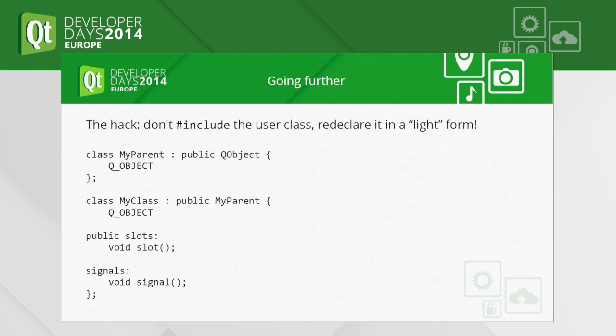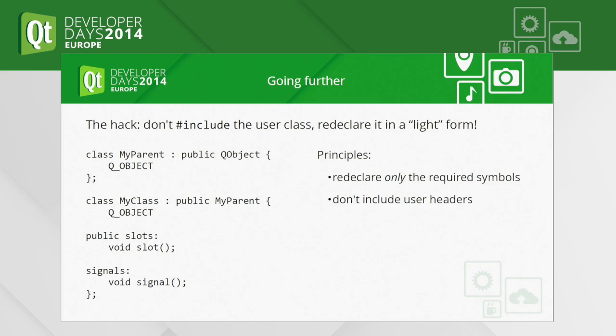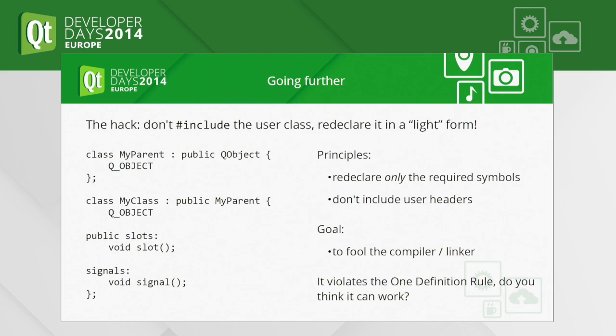But basically, if including the header file is the long thing, why not not include the class we are mocking and just redeclare it, based on the things we parsed with mock, exactly just what we need. So the principle: we only redeclare the symbols needed, and the idea is just to fool the compiler and the linker. And sure, we are breaking the one definition rule, but who thinks it can work?